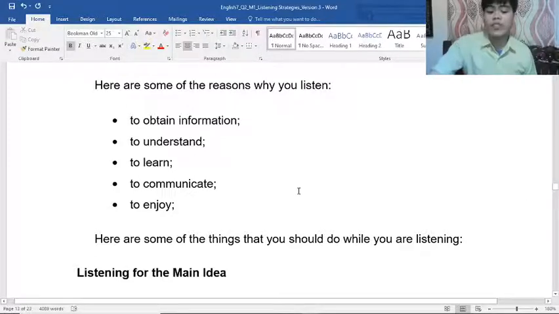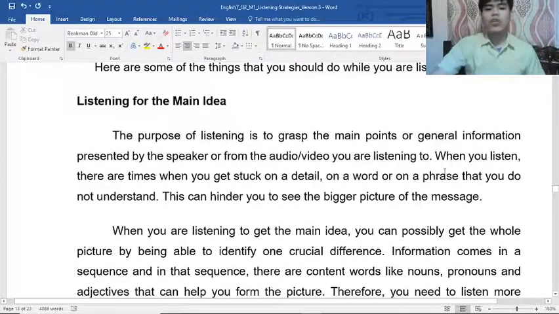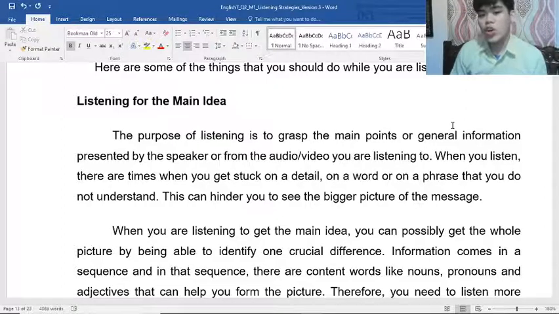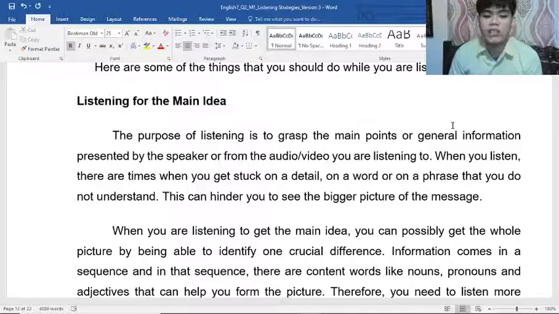So here are some of the things that you should do while you are listening. So, when you are listening, let's say to the news, to some kind of presentation, or to your teacher, listening for the main idea. So, the purpose of listening is to grasp the main points of general information presented by the speaker or from the audio or video you are listening to.